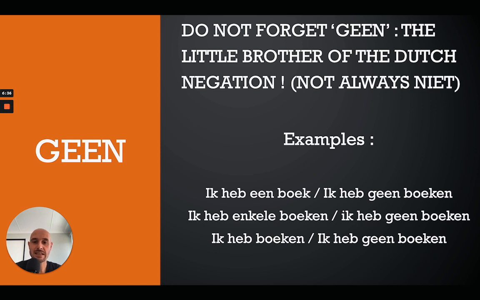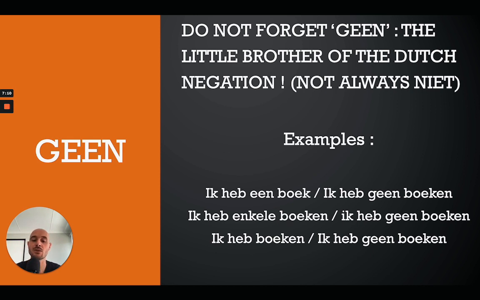As you can see at the examples, ik heb een boek. First, I have a book. Ik heb enkele boeken. Second sentence, I have a few books. And ik heb boeken. I have books. Now, what do these sentences have in common? Well, the first sentence, they are preceded by an indefinite article. An indefinite article is un, so it's a book. It can be any book, it's a random book. It's not specified, it's not a definite article. When you would say, I have the book, then you would use the article de or het. Okay, that would be the first one.